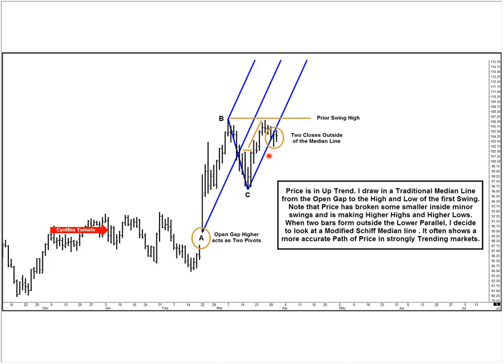Okay, so if this doesn't work, we can try something different. Let's take a look. And what I'm going to do is I'm going to look at something called a modified shift median line from this low, this high, and this low.